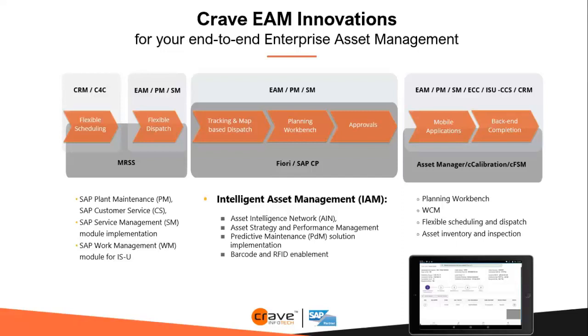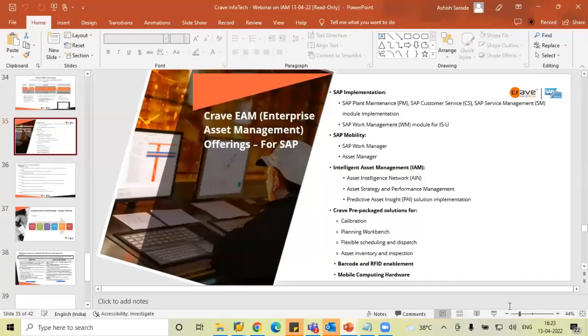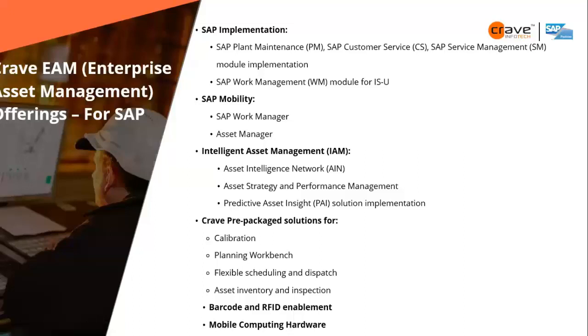Let me share my screen. Hello everyone. I will give the briefing of our Crave product, and later I will show the process flow and then the actual demo of the application. As Crave offerings, we are doing the SAP implementation for plant maintenance, customer service, and service management. Apart from that, considering mobility, we have also worked on work management and asset manager applications. Then in intelligent asset management, we have asset intelligence network, ASPM, and predictive asset solution.